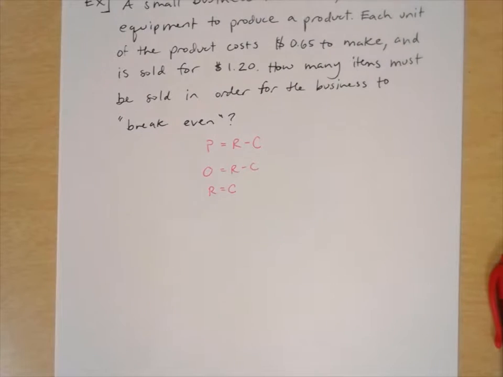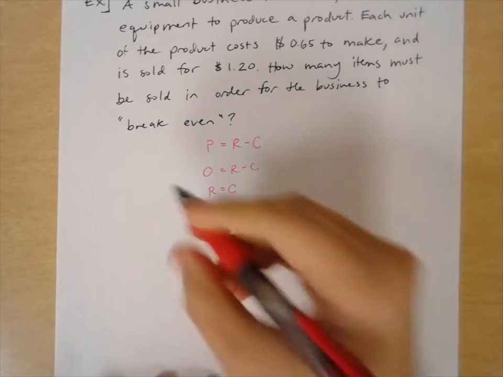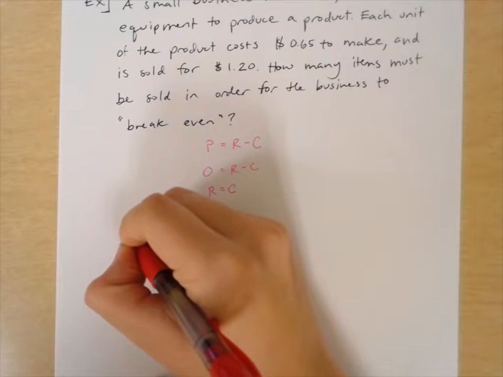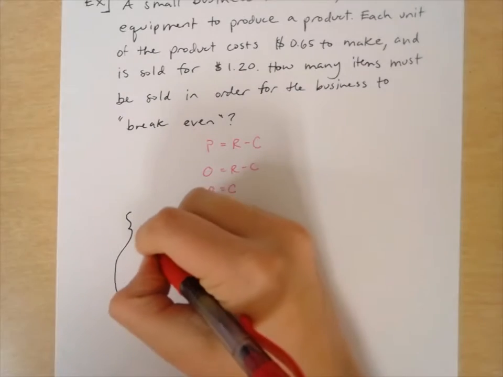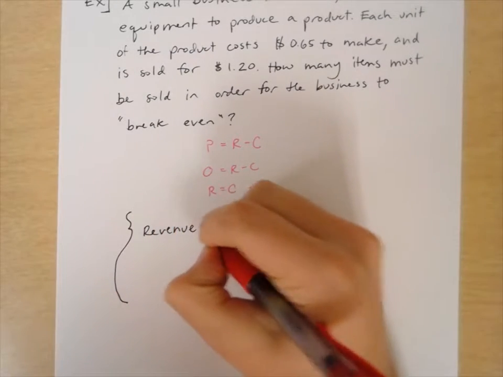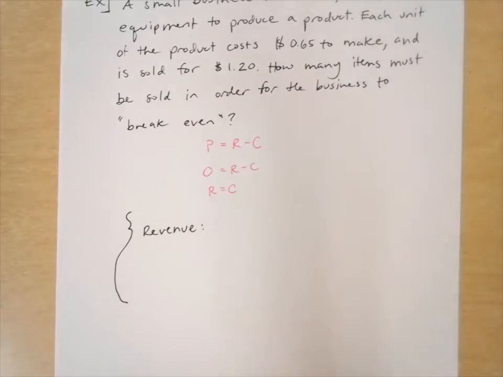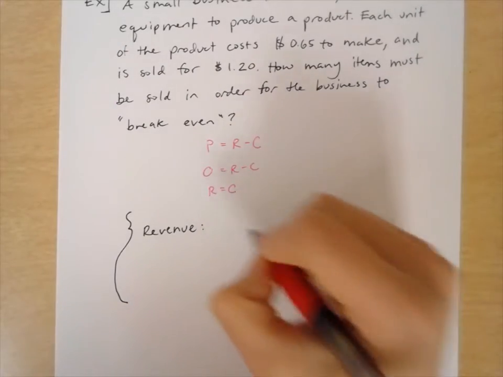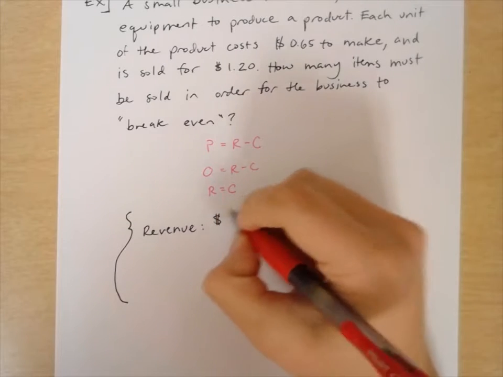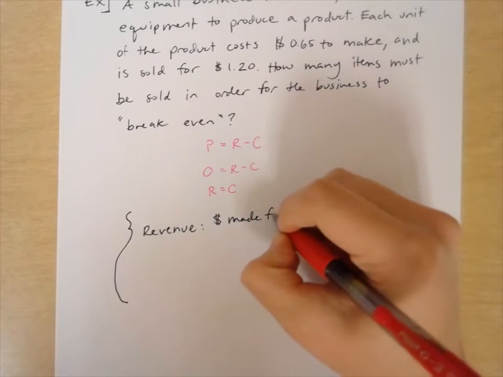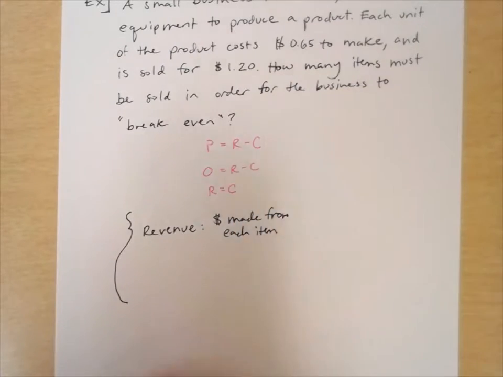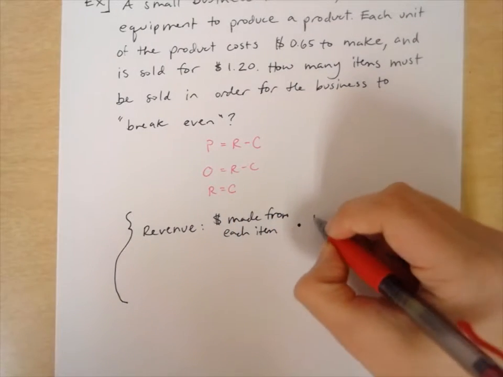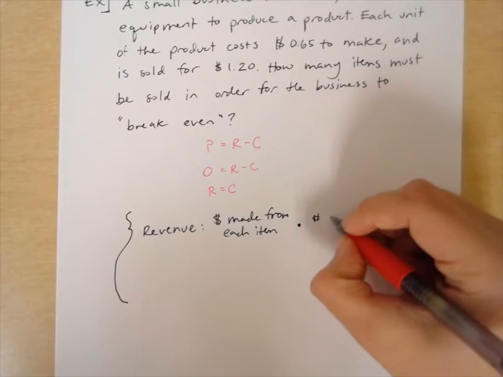So here's what we're going to do. Let's write everything out in words once more, just because it's always helpful to do. It's a good strategy, a good skill to have when you're dealing with application problems. We know revenue, the amount of money coming in, is derived from the amount made, so like money made from each item, and we multiply that by how many items are sold.